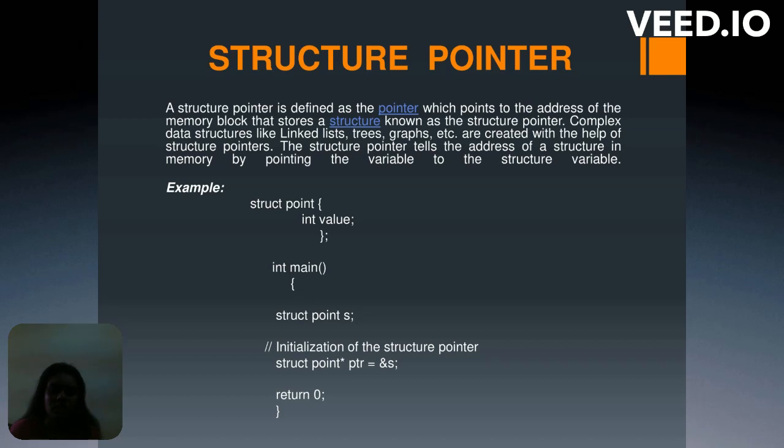Here is an example of a structure pointer program, which is a struct point with an integer value, and int main. Here the structure is point s, and struct point *ptr is equal to &s, which returns 0.